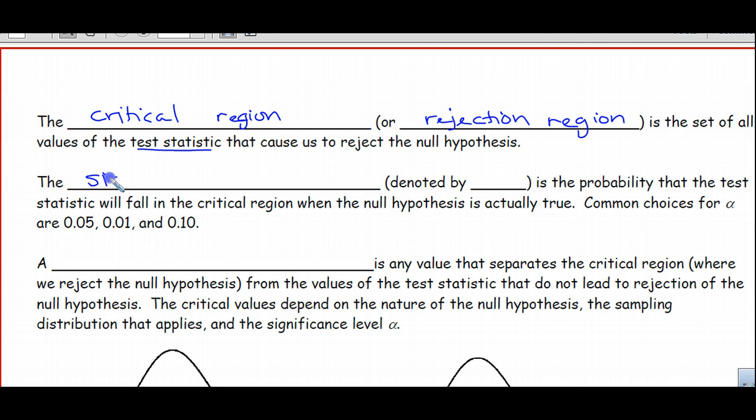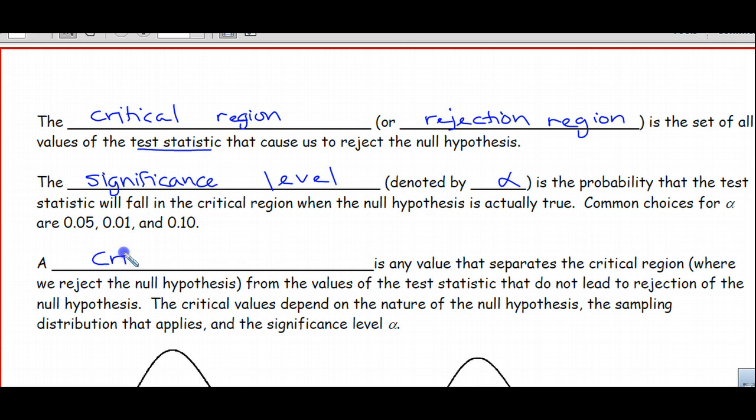The significance level, denoted by alpha, is the probability that the test statistic will fall in the critical region when the null hypothesis is actually true. Common choices for alpha are 0.05, 0.01, and 0.10. This is the same alpha that you would see in a confidence interval. When we said 95% confident, we said alpha was 0.05, and that's the same here.